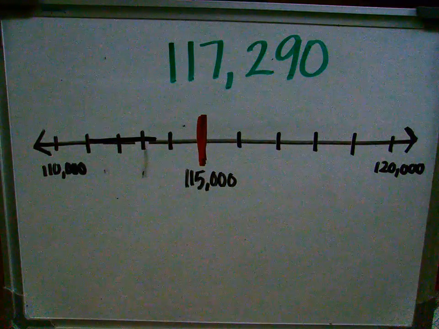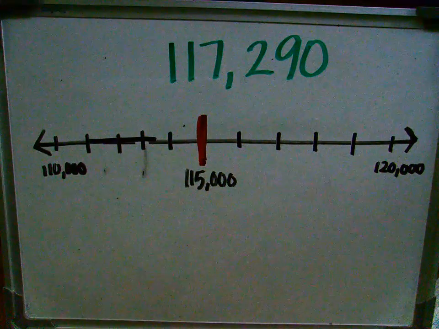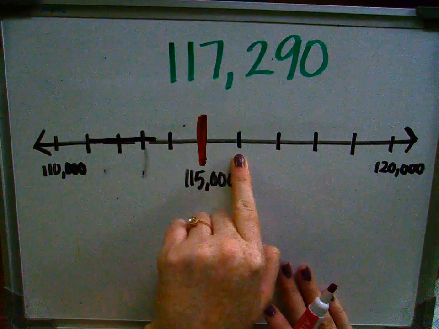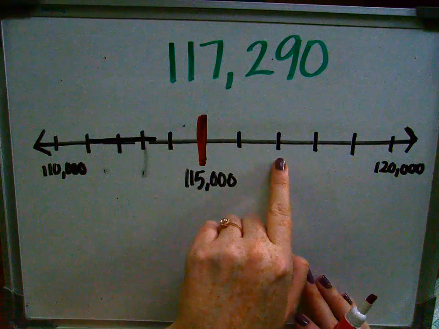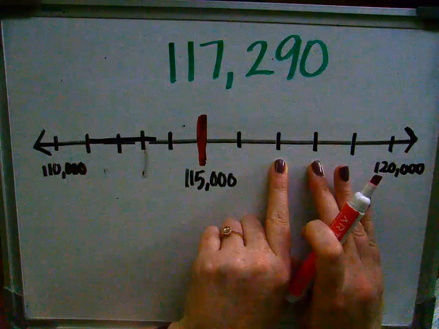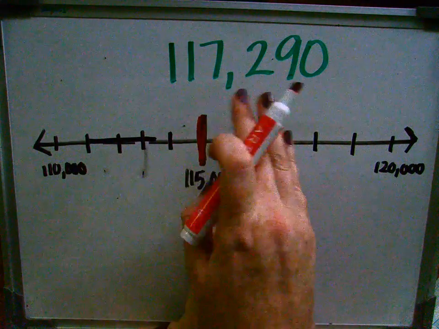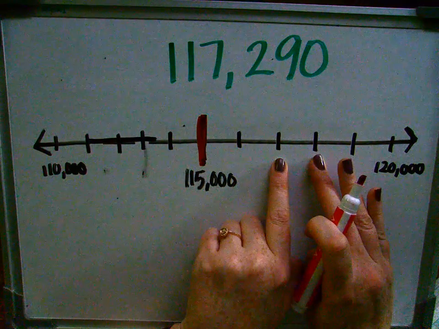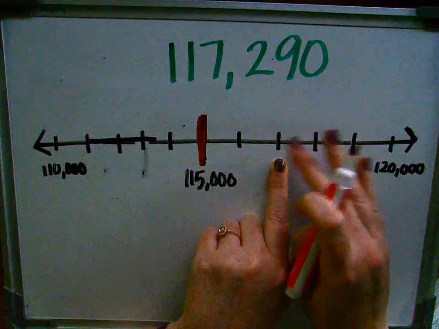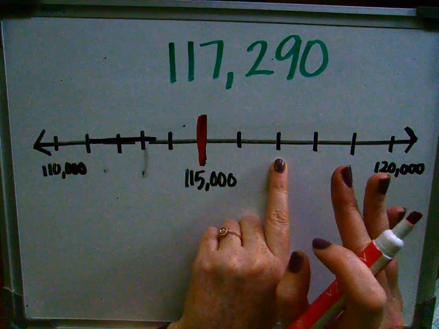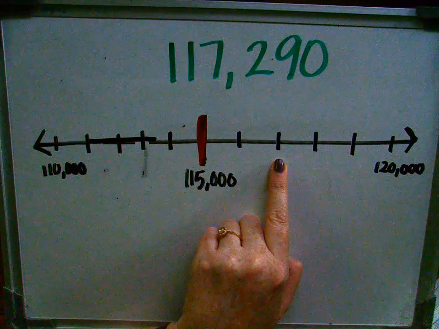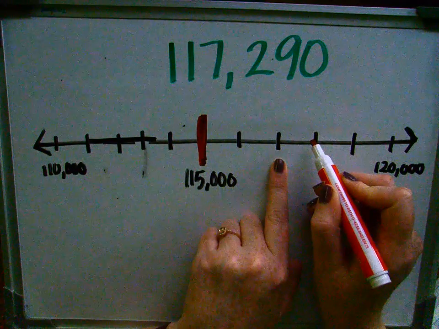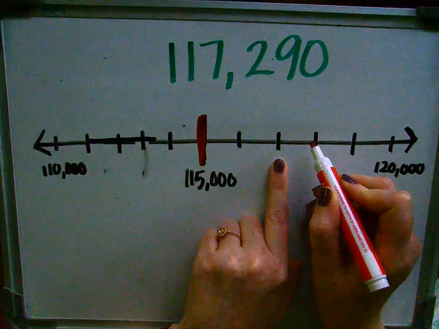Now, I want to mark 117,290. So again, if this is 115,000, that means this next line is 116,000, this is 117,000, and this is 118,000. But look at our number. It's not exactly 117,000, which is right here, and it's not 118,000 either. So that means it's going to find its place in between here somewhere. Now we have to try to approximate where it's going to go. I wouldn't want to put 117,290 really close to 118,000 because that's not right.